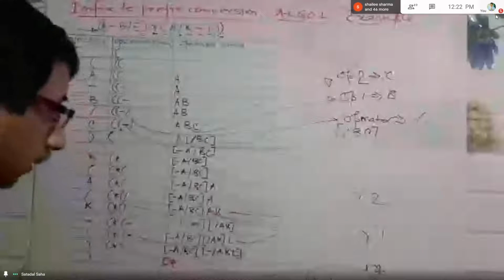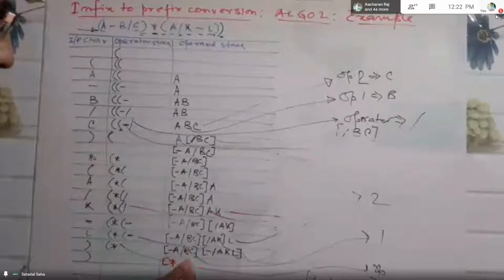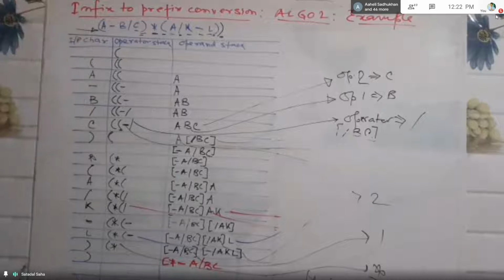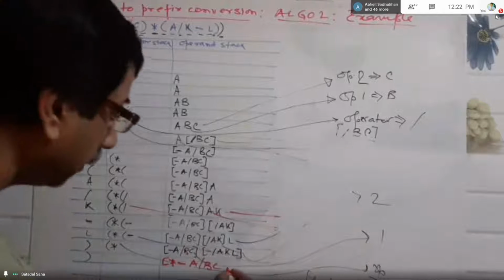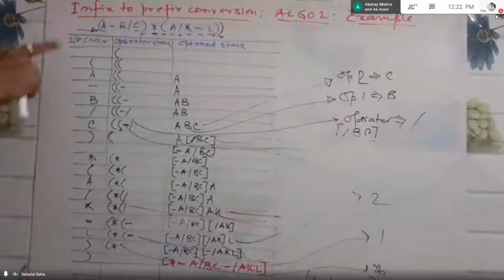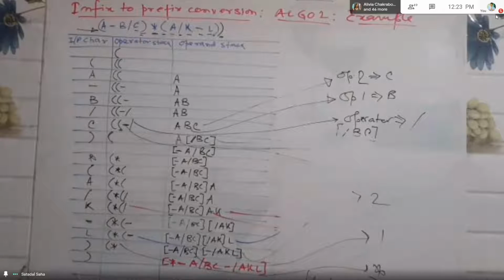The final result is like this. So it will be star. Then operand 1 means this one, that is minus A slash BC. And then operand 2 means this one, minus slash AKL. So this is the whole result. Star minus A slash BC minus slash AKL. This is the final prefix expression of the input infix expression that is given over here.